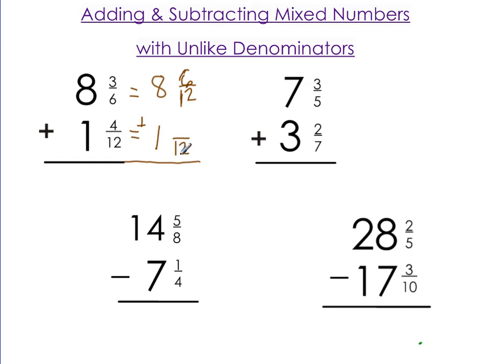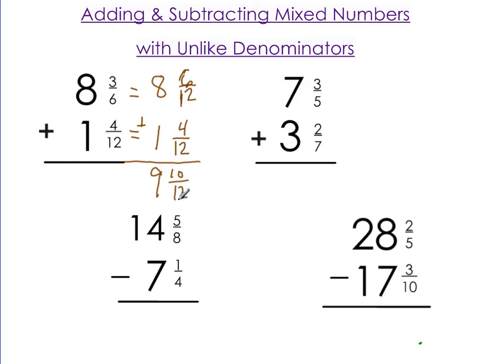12 goes into 12 one time, so we multiplied the 4 by 1 to get 4. Now we're ready to add. Add the whole numbers, 8 and 1, and you get 9. Add these numerators, 6 and 4, and you get 10. And make sure that your whole number is larger than your fraction numbers. And then 12 is our denominator.